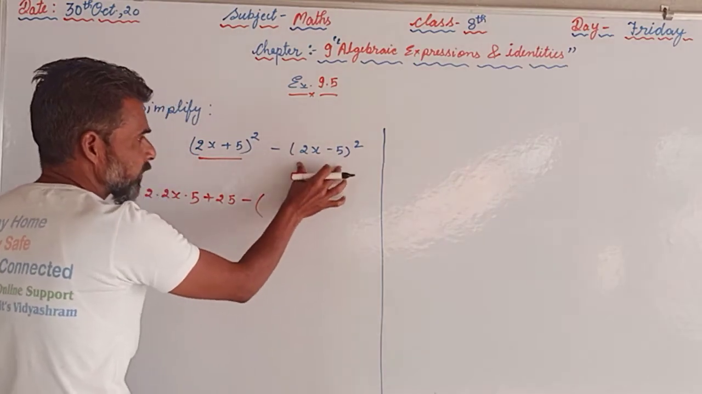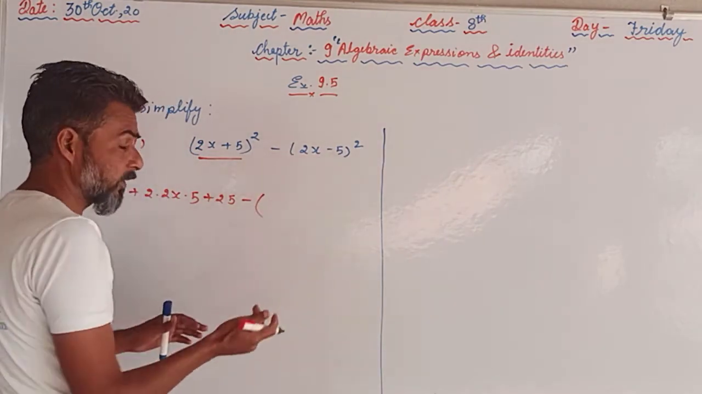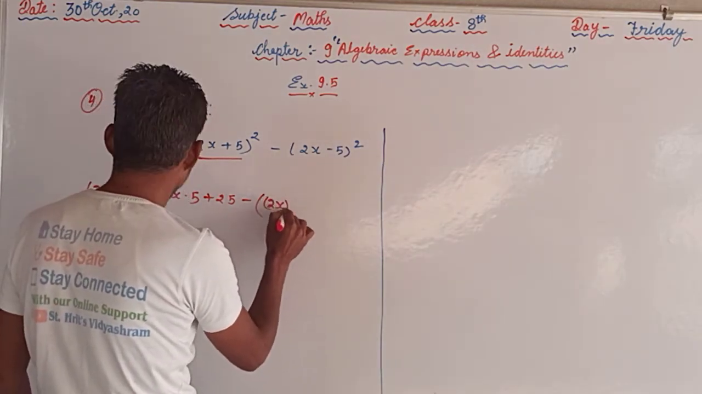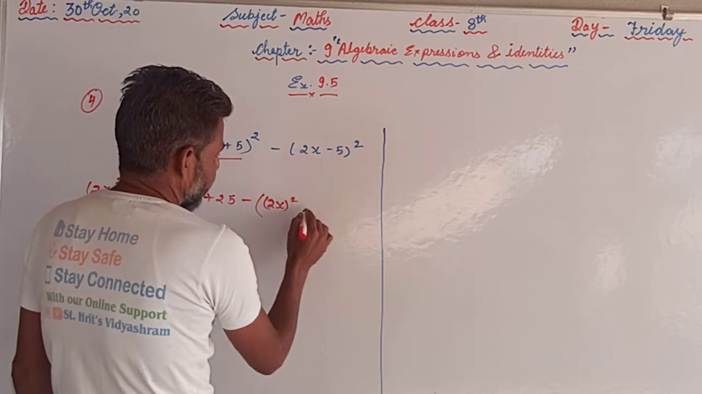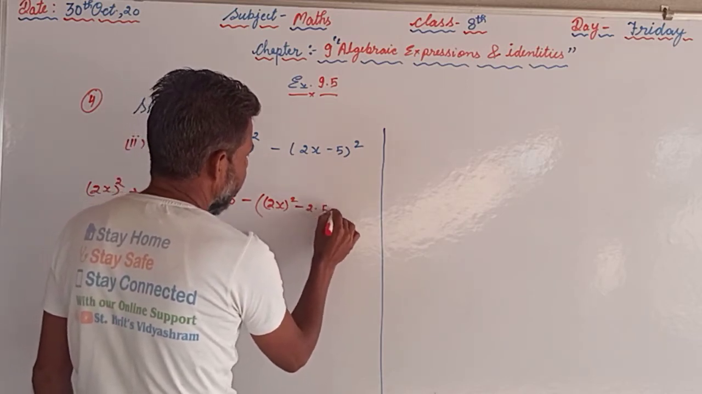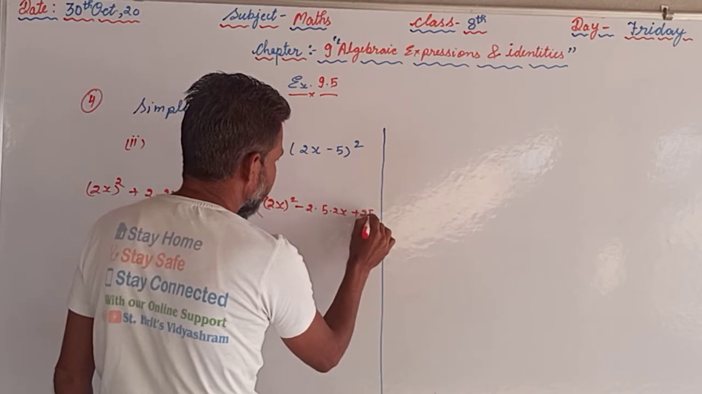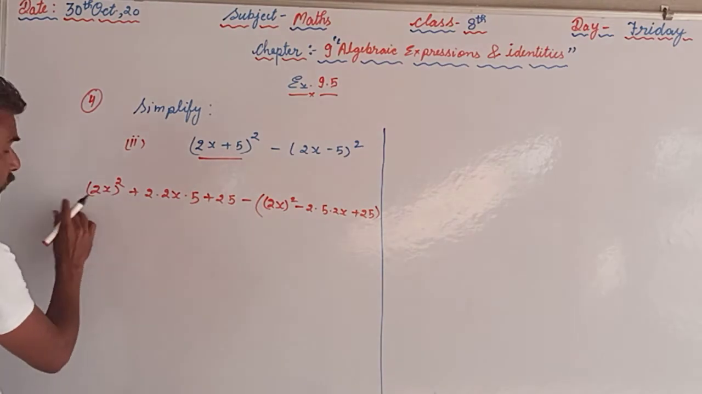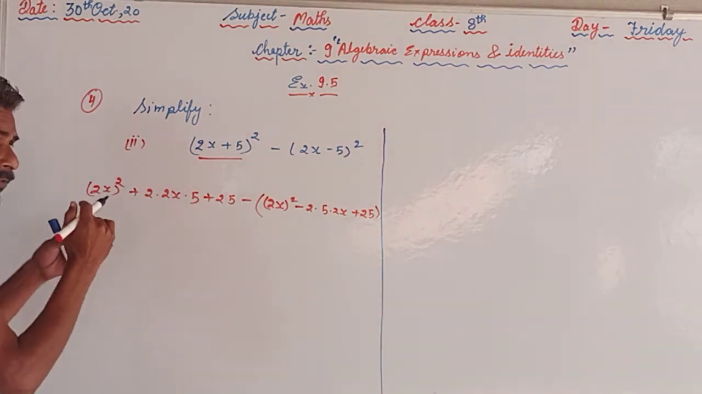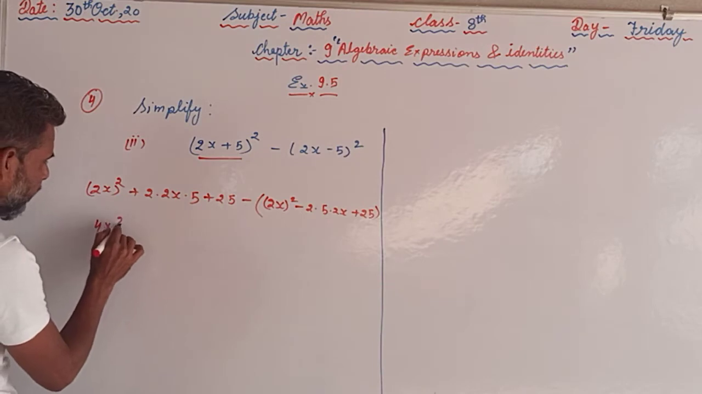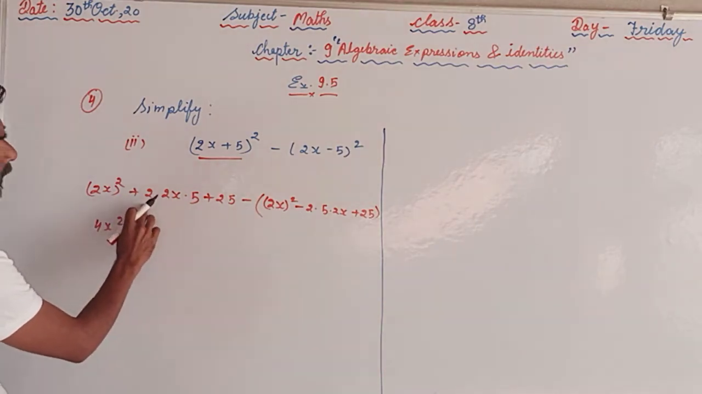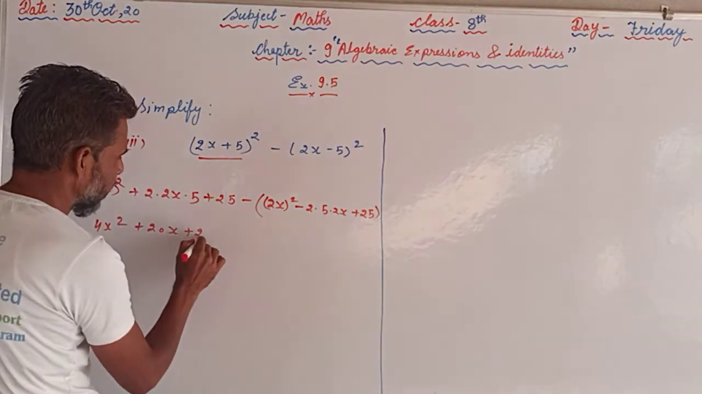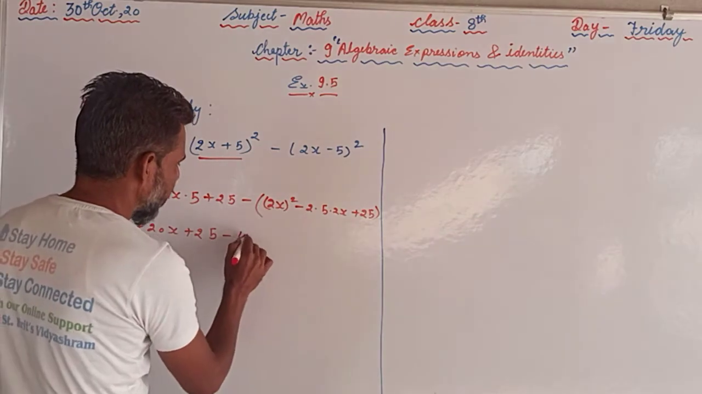Then again we apply the same formula as we used in the previous part, (a minus b) whole square, that is a square, and then minus 2 into 5 into 2x plus 25, which means 5 square. Again (2x) whole square means 2 square as well as x square. So 2 square is 4x square, and here 2 into 5 is 10, 10 into 2 is 20x, plus 25, minus here 4x square.